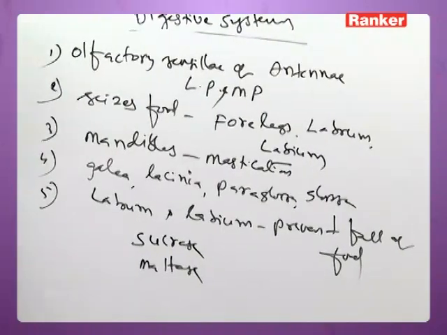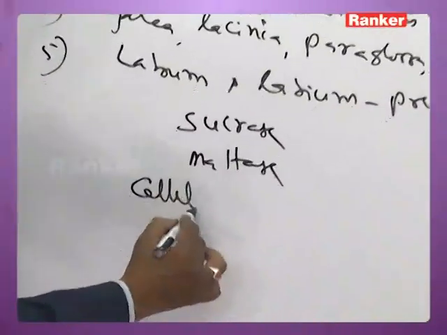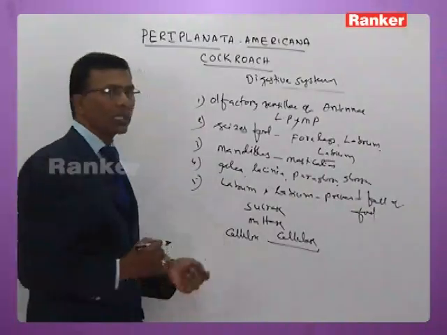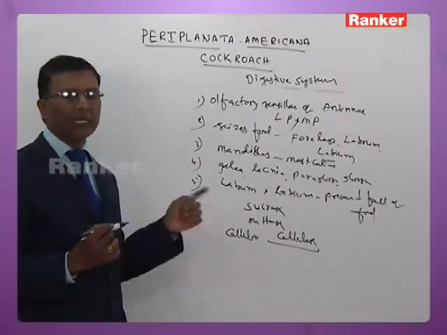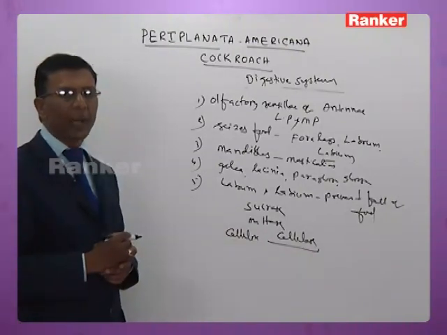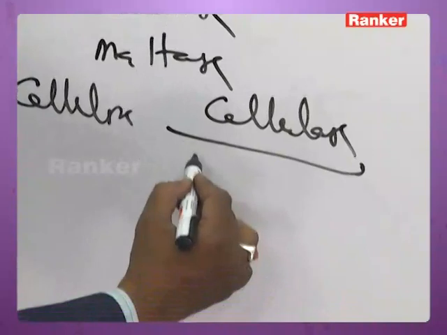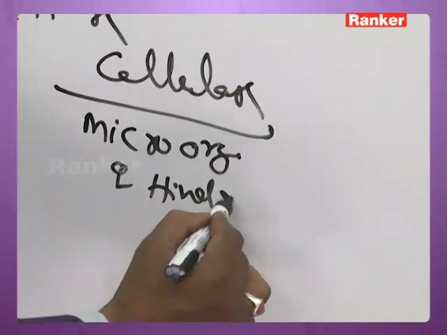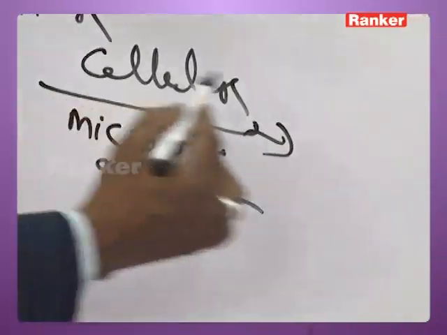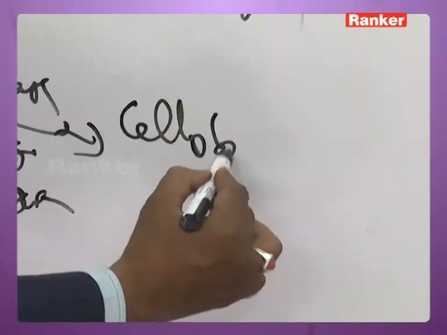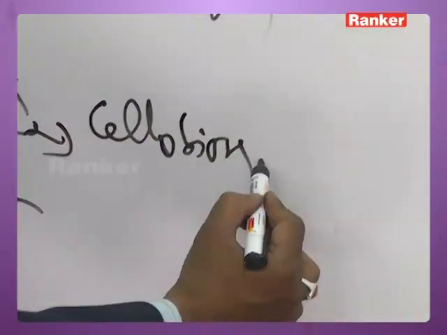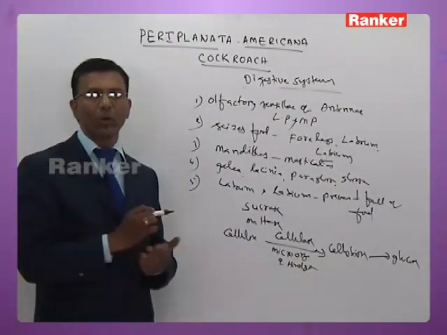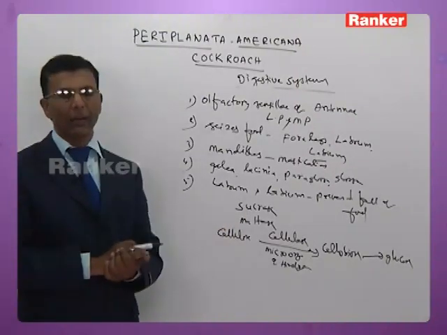Then the cellulose content of the food is acted upon by cellulase. The cellulase is secreted by the microorganisms present in the hindgut. The microorganisms of the hindgut bring about digestion of cellulose to form cellobiose, which is a disaccharide. Cellobiose is in turn broken down to form glucose in the presence of amylase.